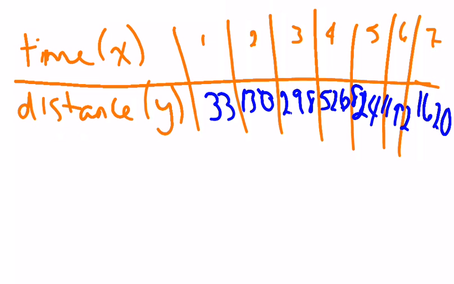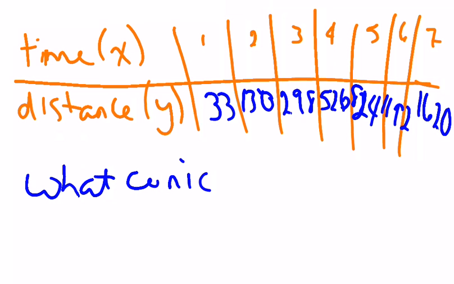So here are the charts. He looked at the time and he got 1, and then the distance was 33. 2, it was 130. 3, it was 298. 4, it was 526. 5, it was 824. 6, it's 1192. And 7 is 1620. Now, here's the question behind this. What conic section fits this data?